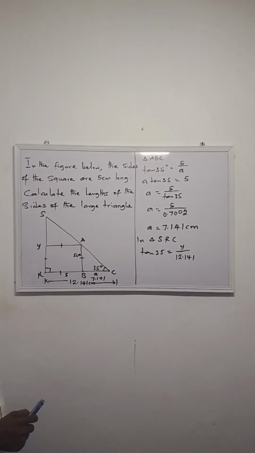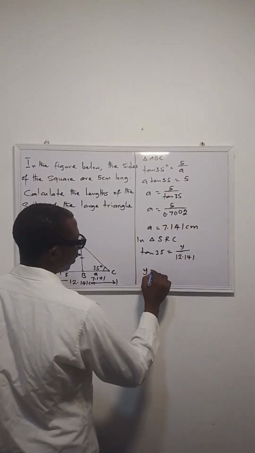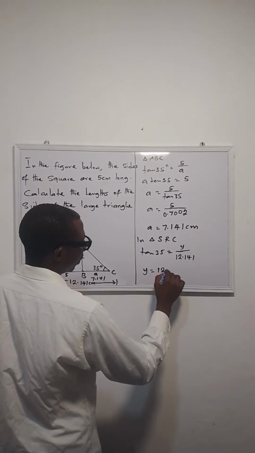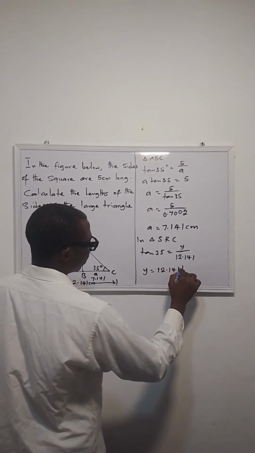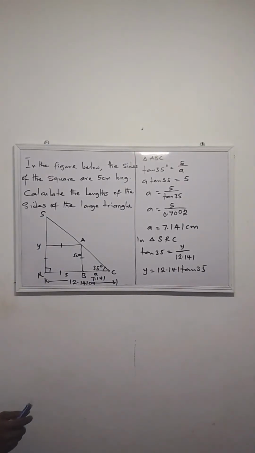Okay, so we cross multiply here. So what do we have now? We have Y equals 12.141 tan 35. Okay, I hope you get that.